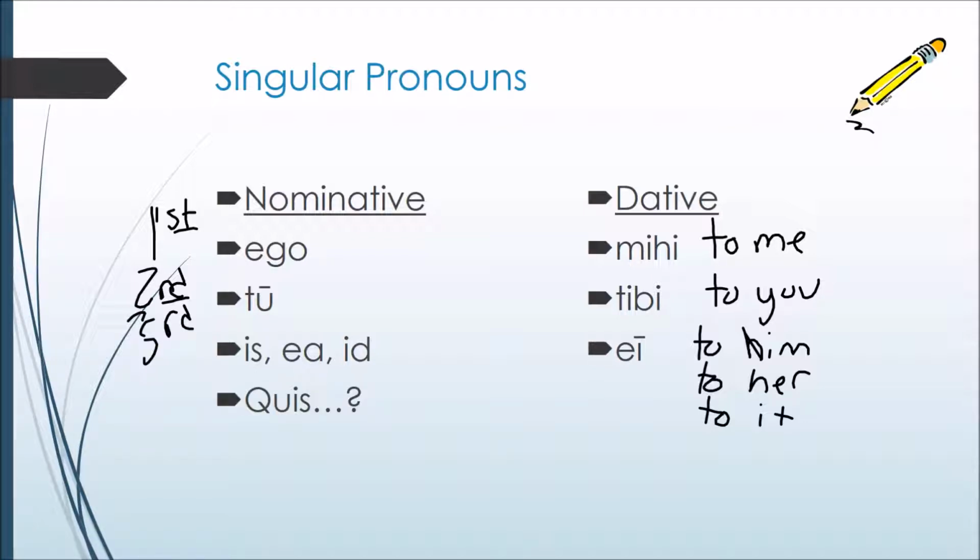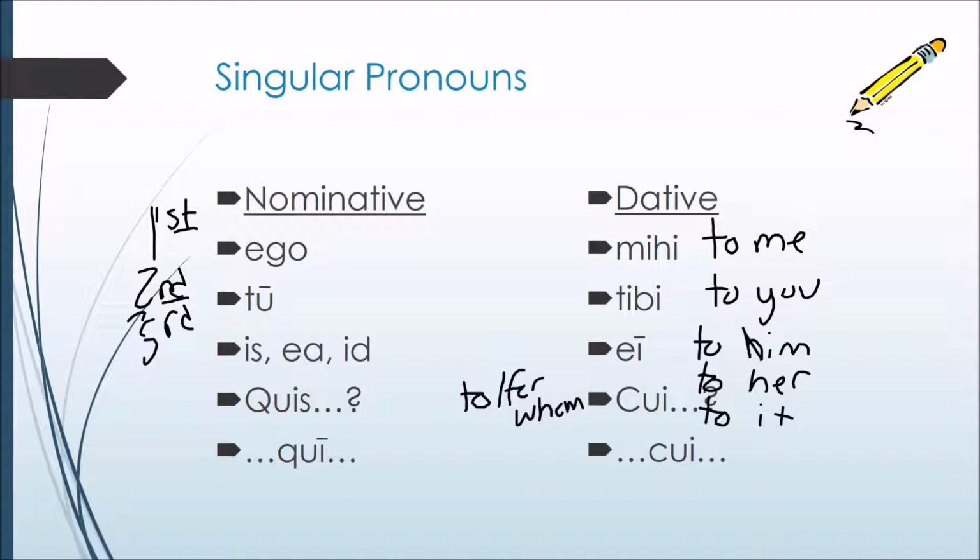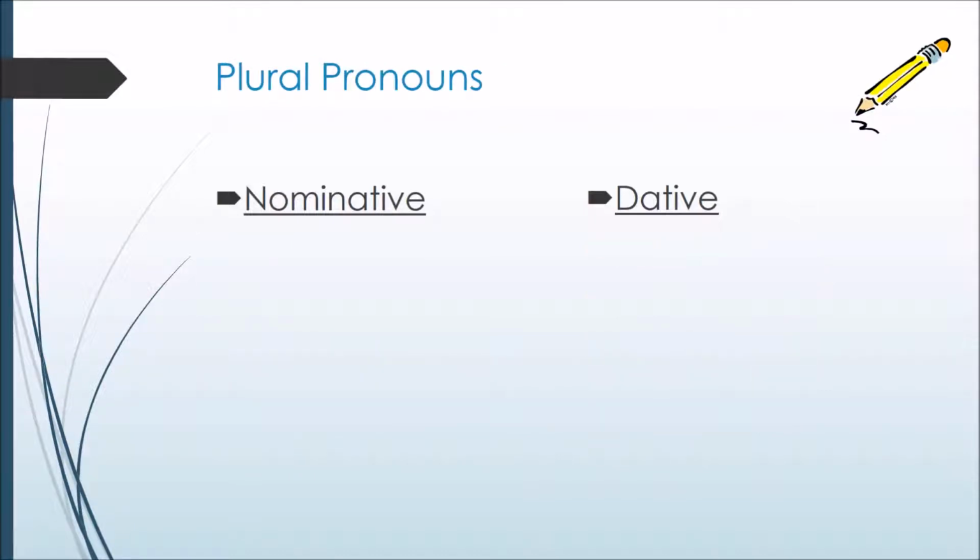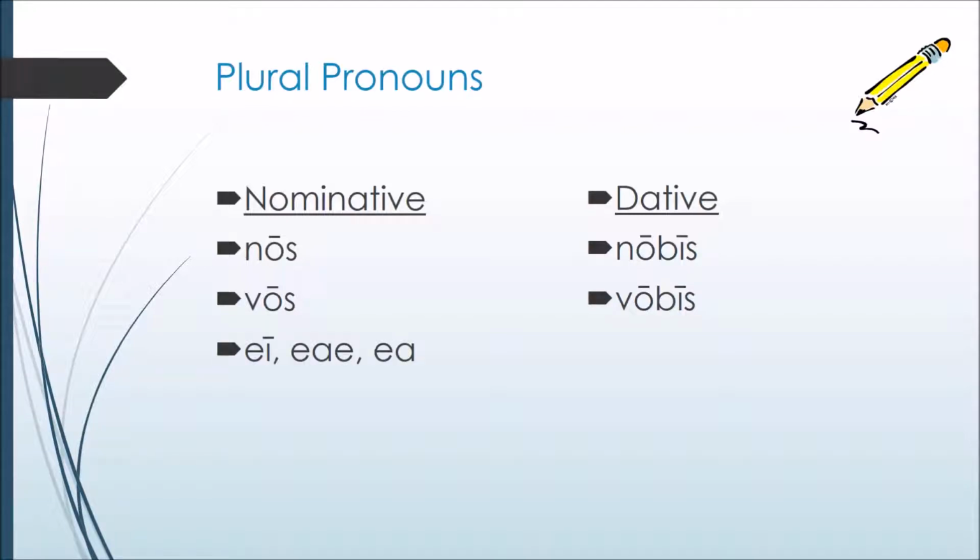Quis, our question word who, if we need to ask a question to or for whom, we're going to use the interrogative cui. And if this word appears in the middle of a sentence like qui, our relative pronoun, who or which, it will again be the form cui, to or for whom, except it'll be in the middle of a sentence to add extra detail.